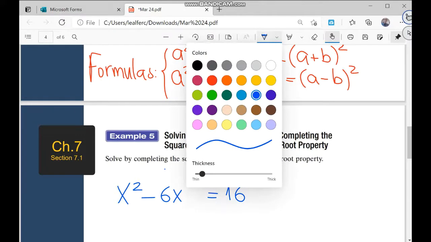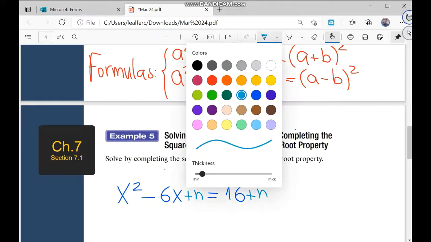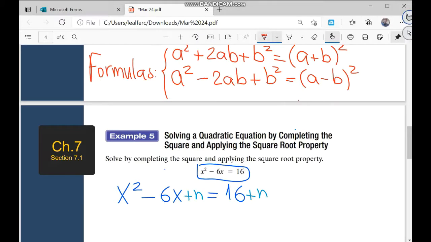The first thing you have to do is add n on both sides. And we need the help of one of these formulas here. In this case, we have a negative, so the formula is a squared minus 2ab, or you can say 2ba, it's the same thing, plus b squared equals what? (a minus b) squared.